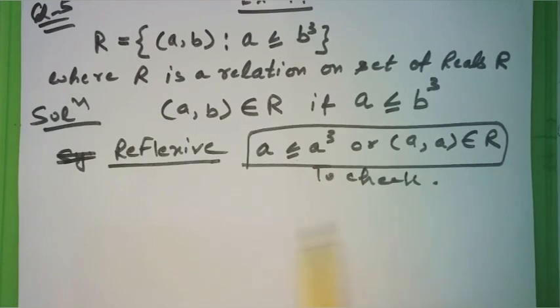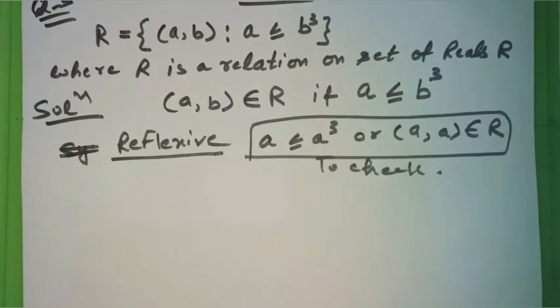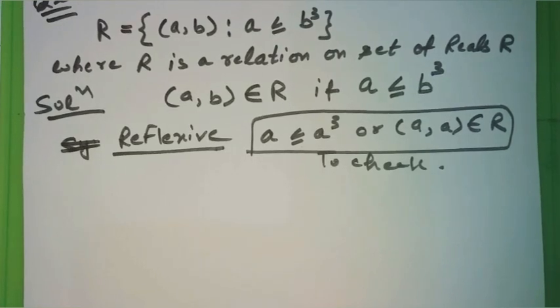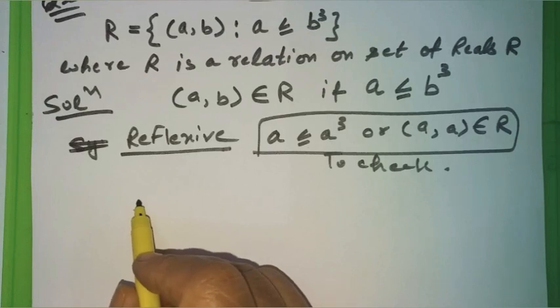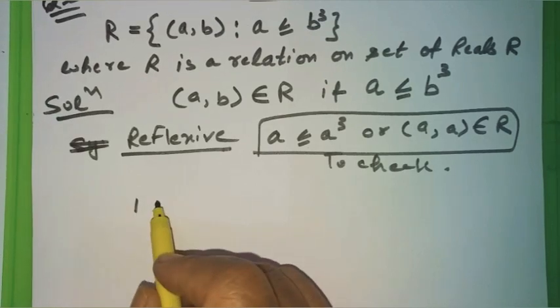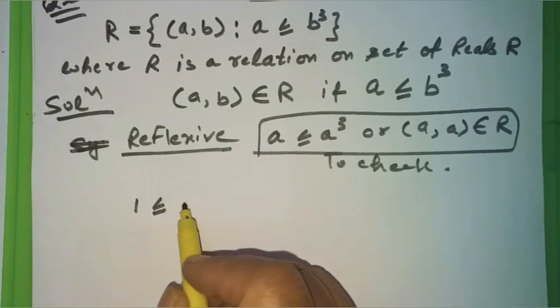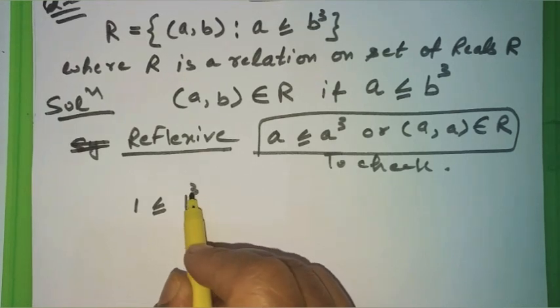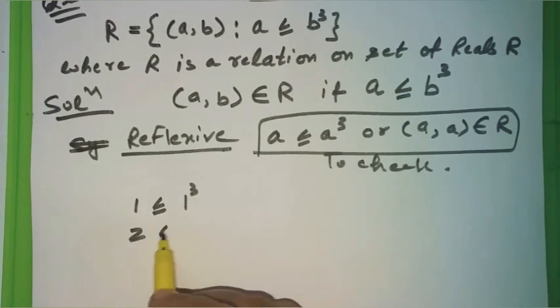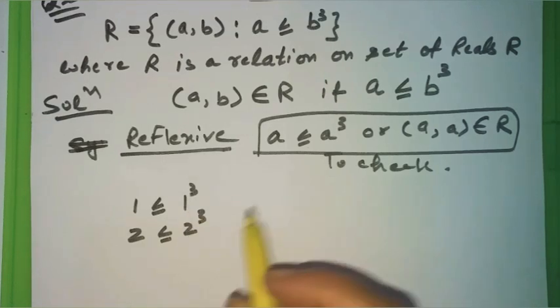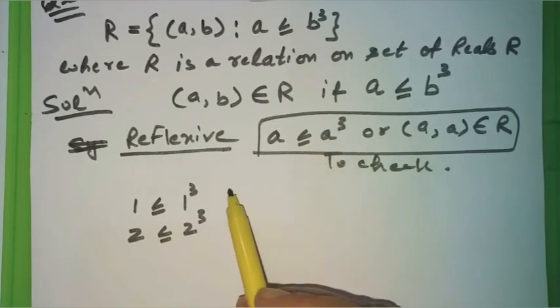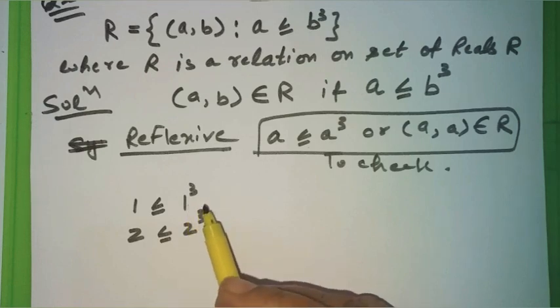For checking, I have to take some real numbers, and only then can I check. The very first number that always comes to your mind is 1. Let me check it. 1 is less than or equal to 1 cube. Very true. 2 is less than or equal to 2 cube. So I think it is going to be true. This is going to be true for positive integers.